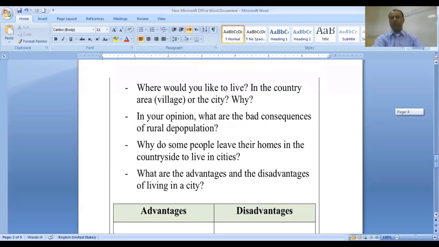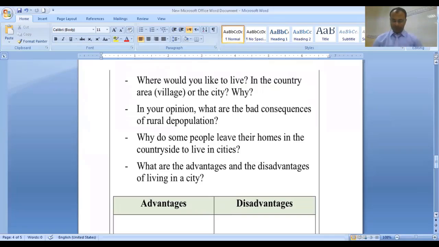Now, after we finish reading this text, we have some questions. The first one: where would you like to live? Here we have the city and the countryside. Where would you like to live and why? Just give me your answer. If you know the answer, why, where would you like to live?